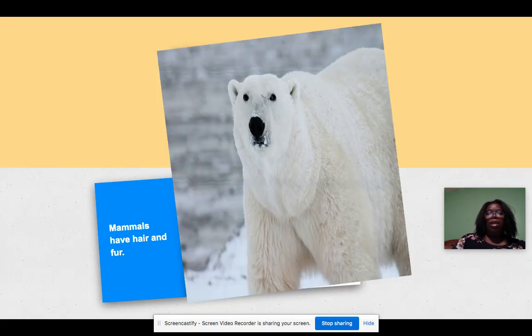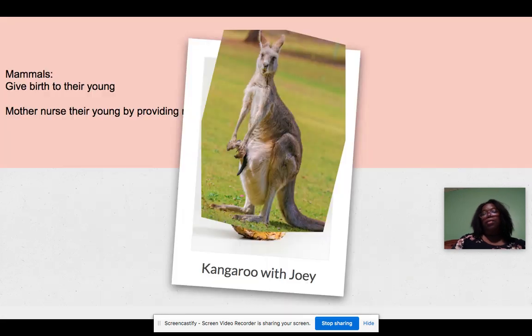So mammals have hair and fur. In humans, we tend to have hair and not so much fur. Mammals give birth to their young. And the mother nurses their young by providing milk. And you see the kangaroo with the little joey, that's the name of a baby kangaroo or a young kangaroo.